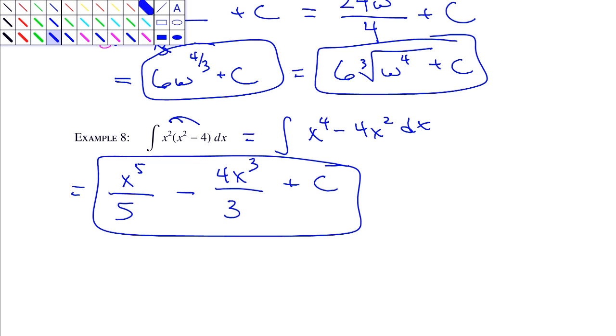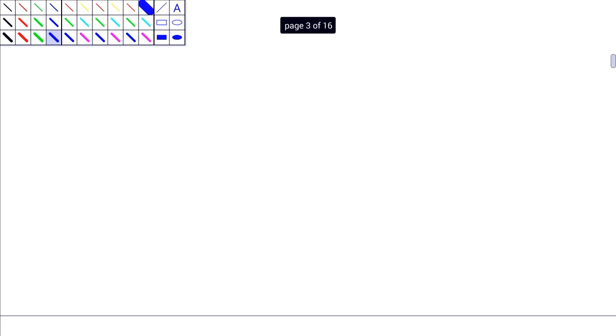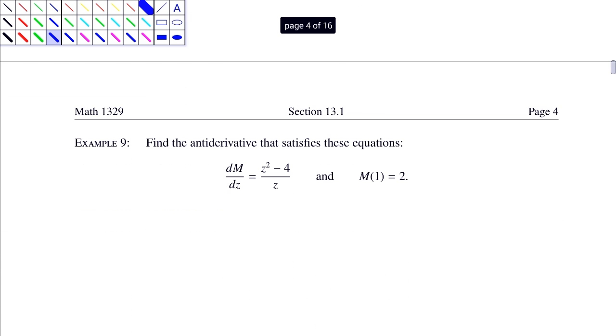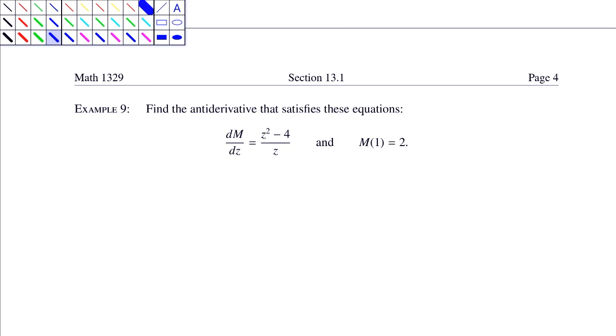Questions? All right. Ooh, look at this one. Find the antiderivative that satisfies these equations. dm dz is equal to z squared minus 4 over z, and m of 1 is equal to 2.